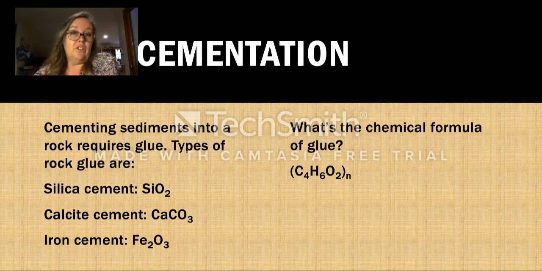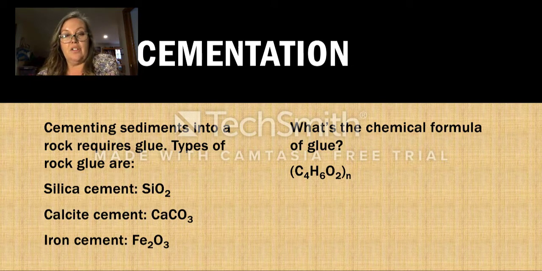So we're going to use glue today to make our own rocks with the layers of material that we collected. And so just out of curiosity, what's the chemical formula of glue? Just regular old Elmer's glue. And that has carbon in it. So it's somewhat like the calcite cement because you can see there's a carbon in that too. It binds with oxygen. This one is just kind of by itself. But then there's hydrogen, and then there's oxygen, just like the calcite cement again.